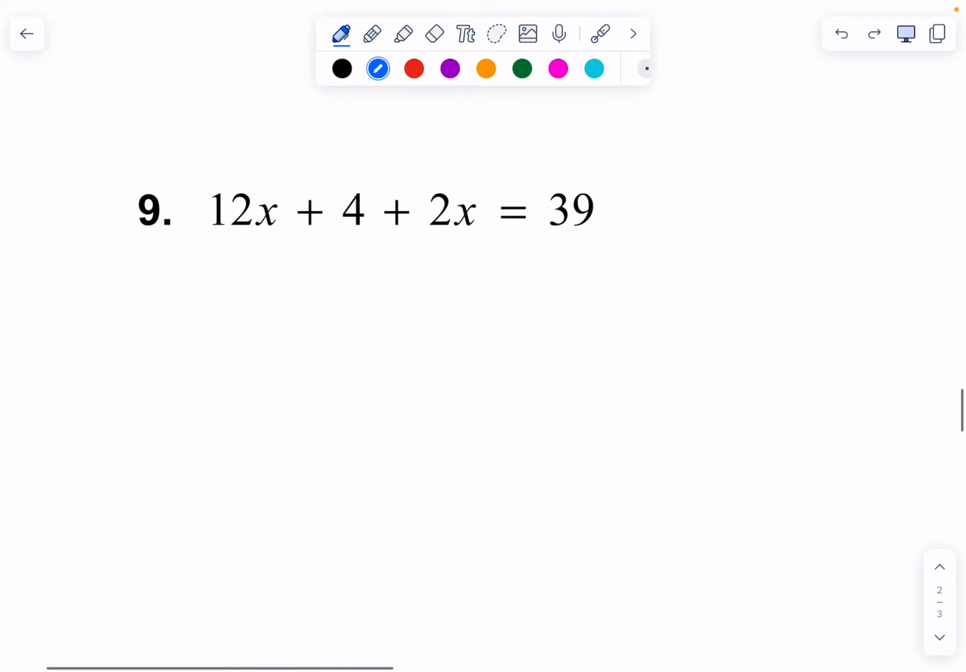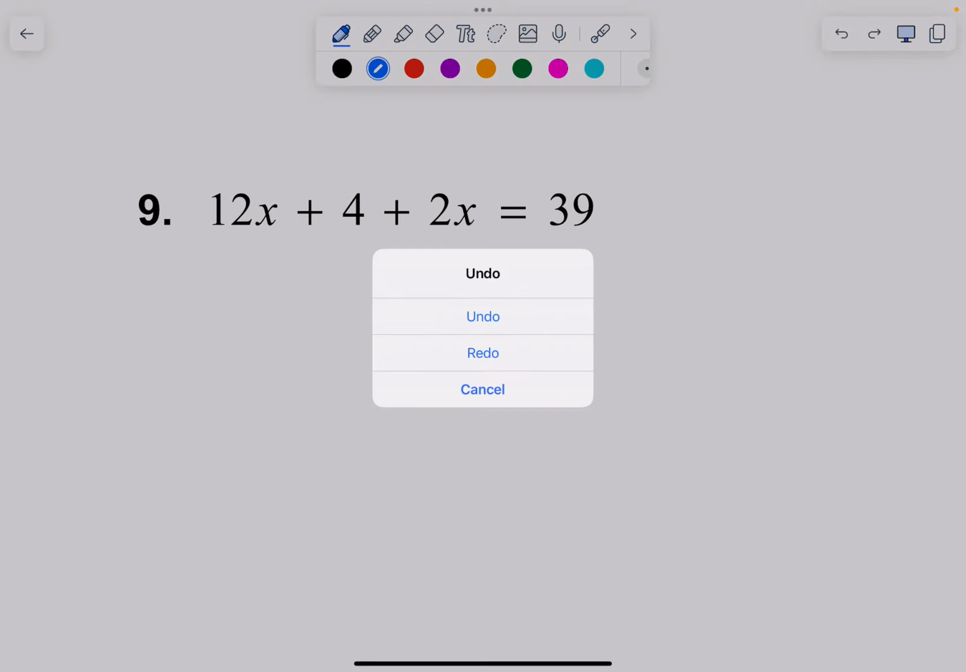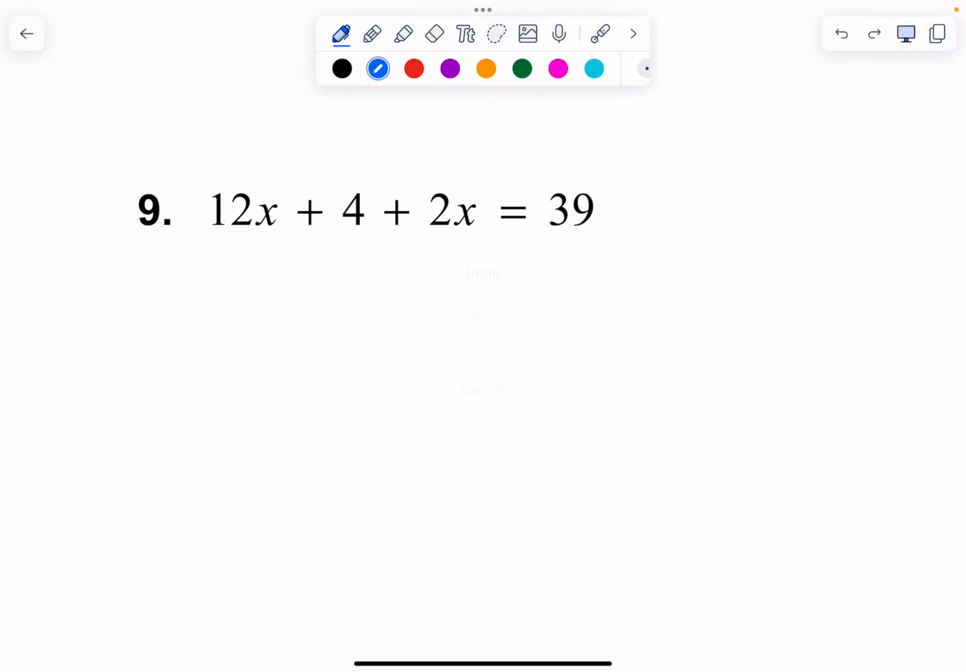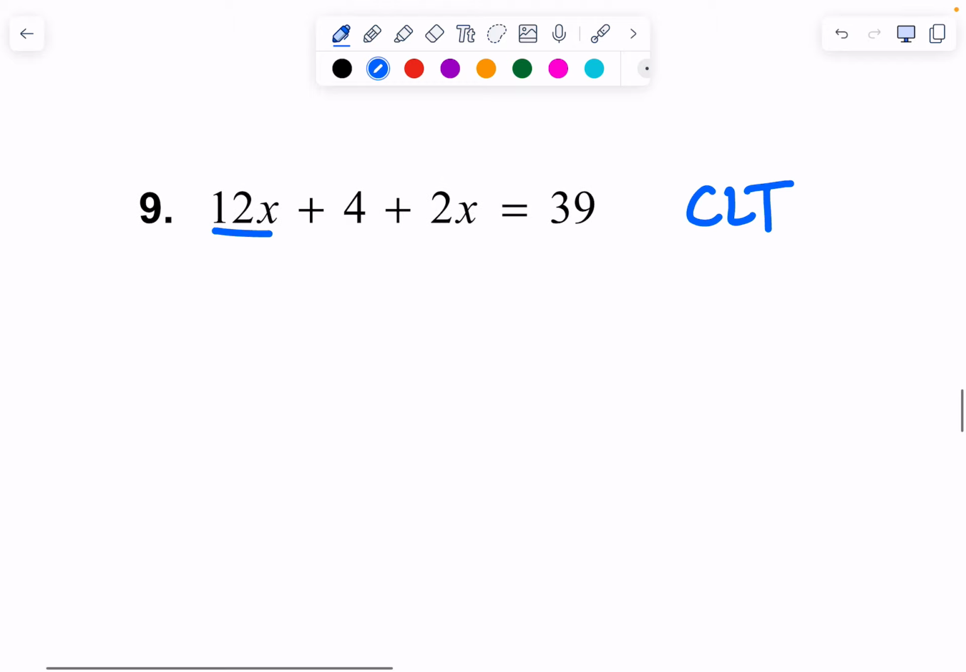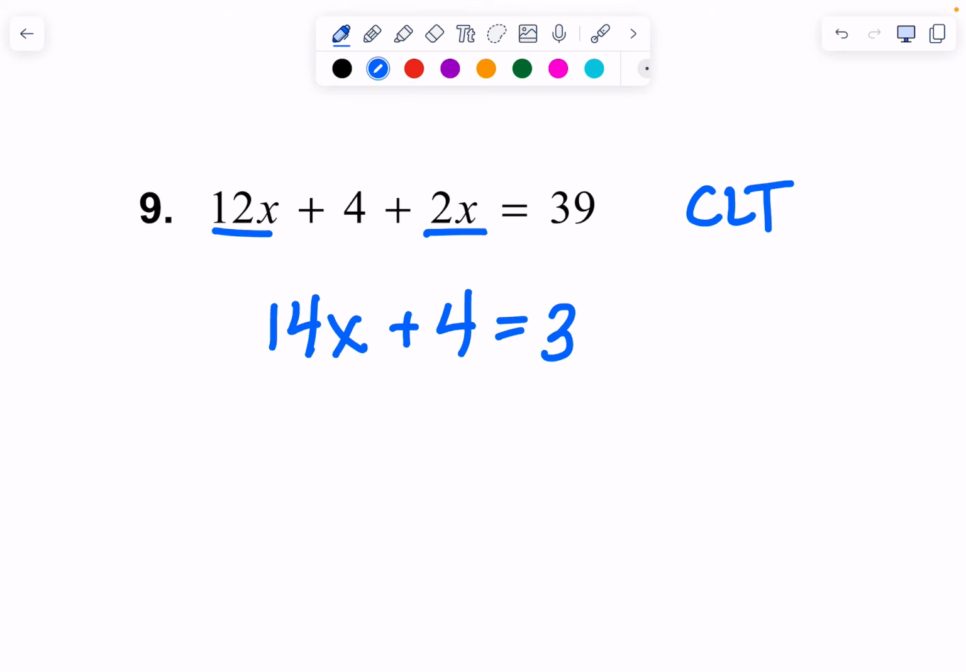All right. Let's go to number 9. Let's finally get more than steps 3, 4, and 5 here. Gosh, I don't know why I keep doing that. Okay. Here we don't have any distributing to do, but what do we have? We have terms. We have 12x and 2x that we can combine. So we can combine like terms. CLT, combine like terms, okay, to where we can put these together as 14x plus 4 equals 39.